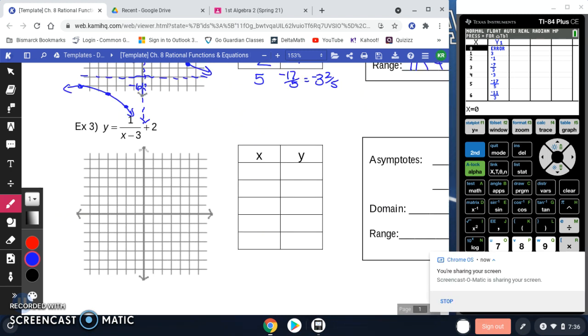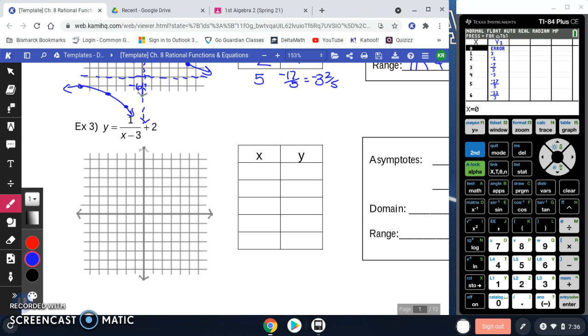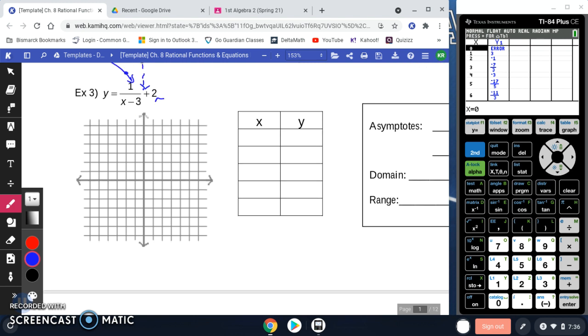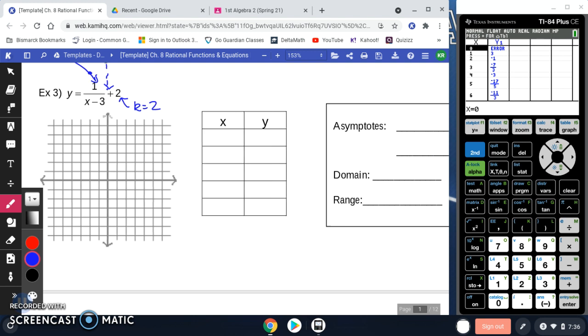Okay, here is our next one. So you can see where your K is. So here's your K is 2, so that means your horizontal asymptote is going to be 2. Here, my H, remember, change the sign, is 3, so x equals 3.